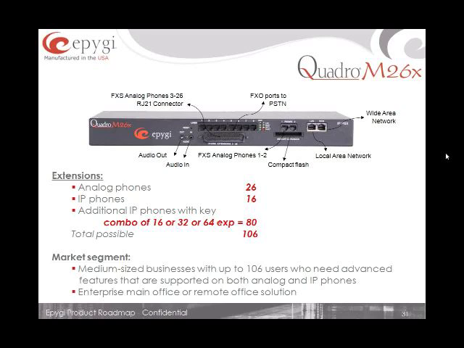So this unit starts with, out of the box, 26 analog ports, the 2 that are physically on the front of the unit, and the 24 that are available through the RJ21, as well as 16 ports of IP phones. Using licenses, you can upgrade this unit to an additional total of 80 IP phones, plus the 26 analog phones will give you a total of 106 available extensions on this unit. And it works out to be slightly more than the QuadroM8L, which I believe goes to about 96 active ports.